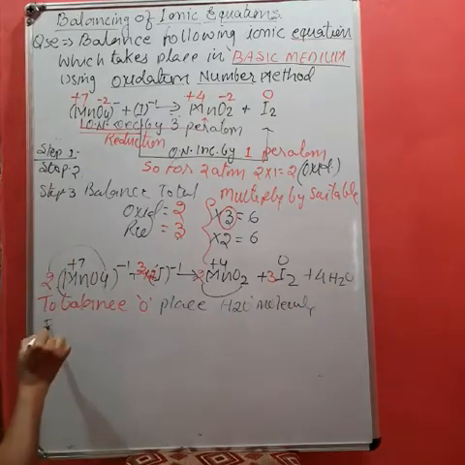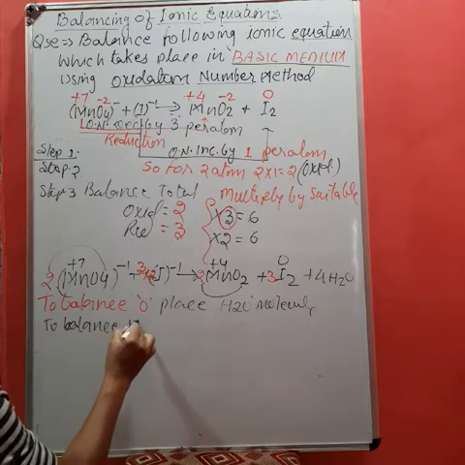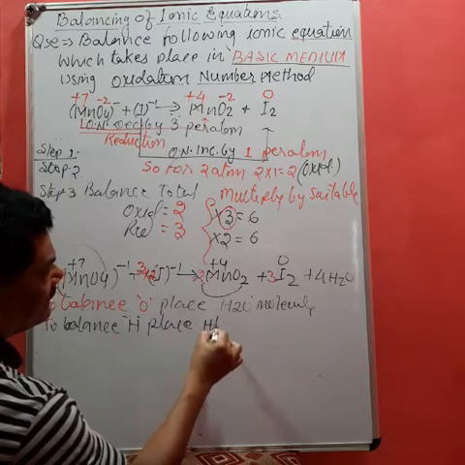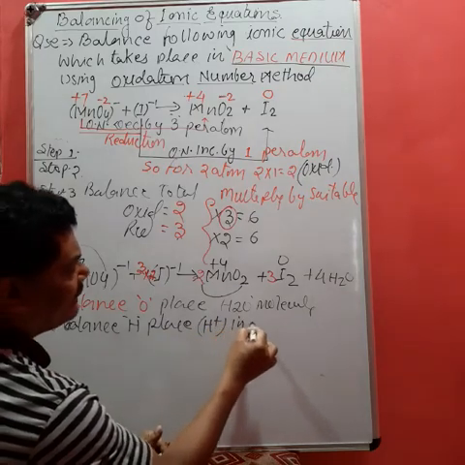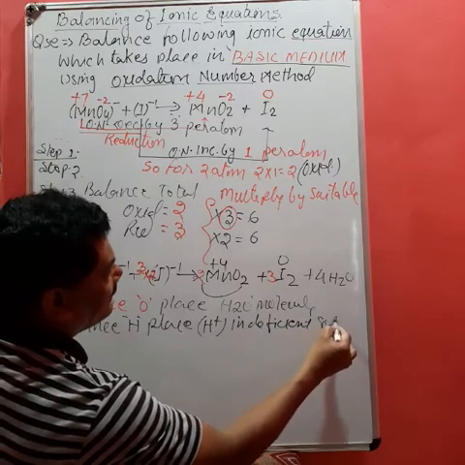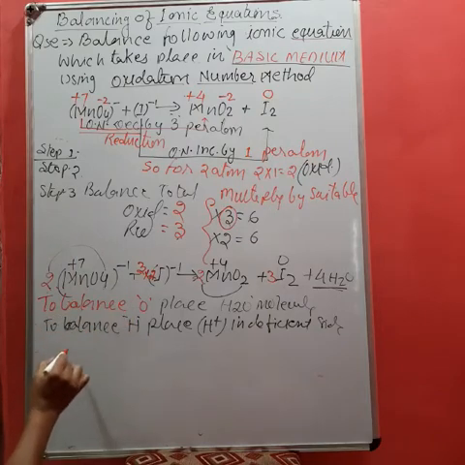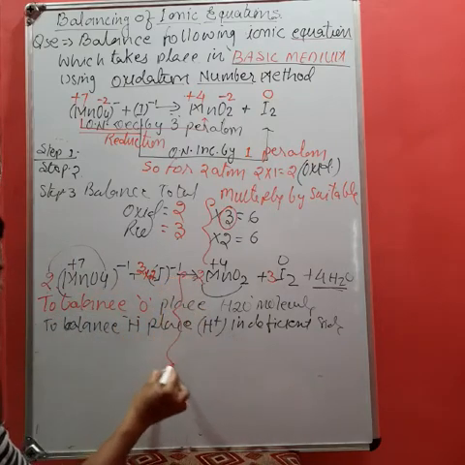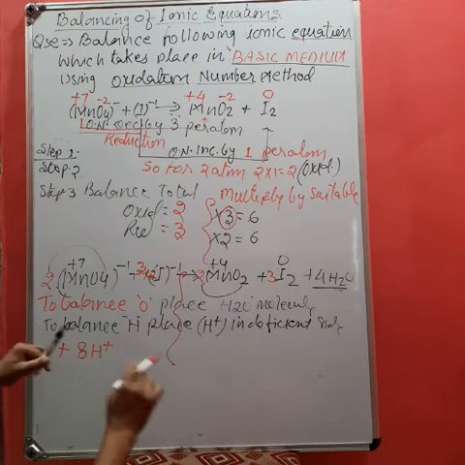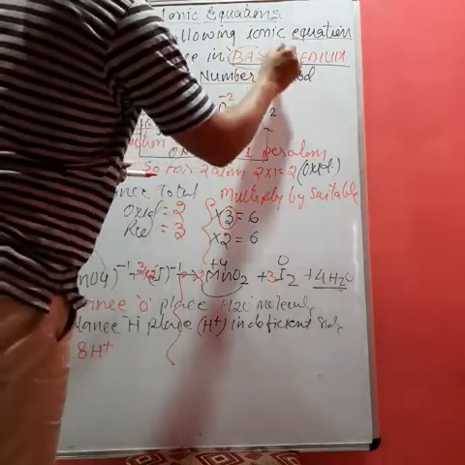Now to balance hydrogen, place H cation on the deficient side. How many H are there? 4 H2O gives 8 H. So what to do? On the product side, that is this side, we have to add 8 H cations. Now the equation is balanced, but remember the equation takes place in basic medium.